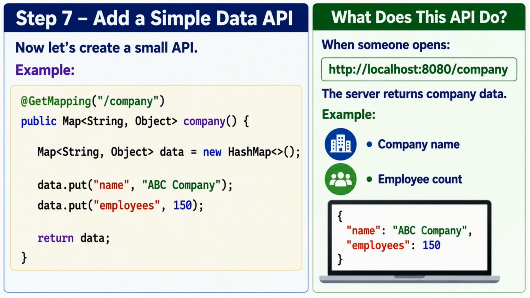Step 7. Add a simple data API. Now let us create a small API. And here you can see the example. When you call this particular URL, this company method will be called, and the server returns the company data. For example, company name and employee count.